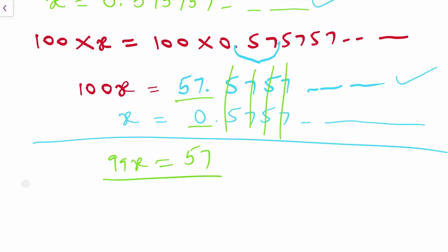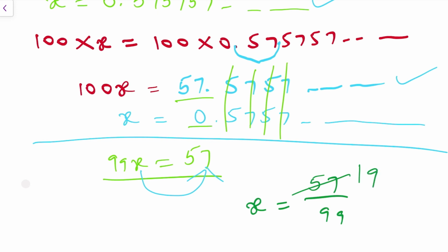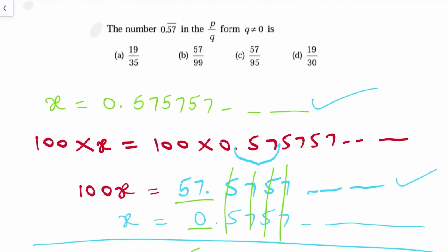So 99x is equal to 57. Then take 99 to the right side, it will become division. So x is equal to 57 divided by 99. Both will come in the 3 table. So let us check where it will come in the 3 table. 3 19s are 57. 3 33s are 99. So our final answer is 19 by 33.